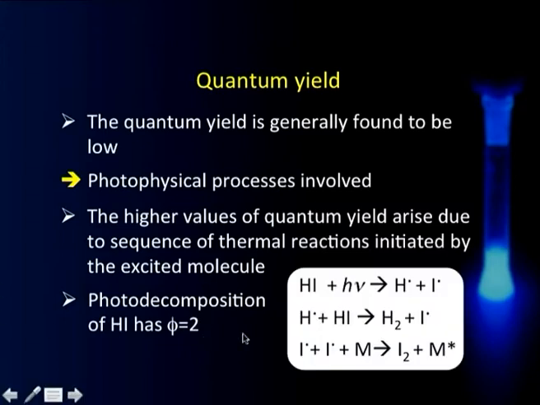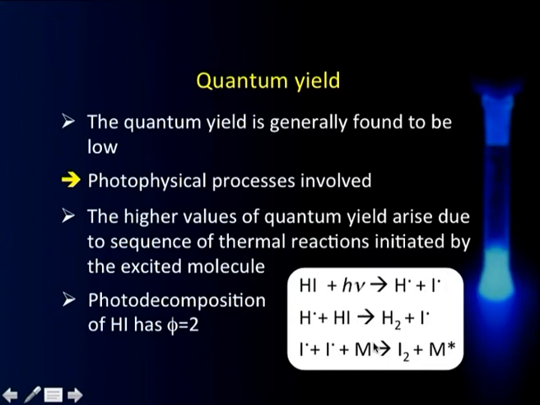The mechanism goes as follows: you have a molecule of HI which picks up a photon and undergoes dissociation, giving you free radicals, an H radical and an I radical. This H radical then reacts with another molecule of HI to give you H2 and an I radical again, and 2 of these I radicals combined together in the presence of another molecule give you I2, and this molecule gets excited. So, in this whole mechanism, what you see is that 2 molecules of HI are reacting together and giving you H2 and I2.